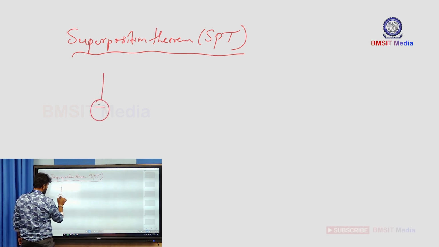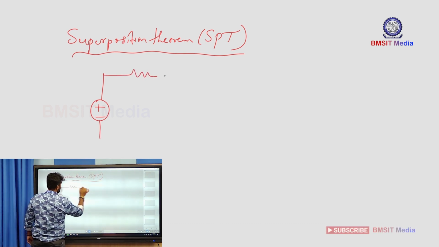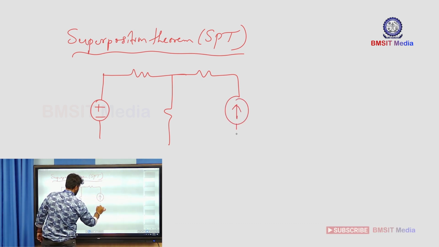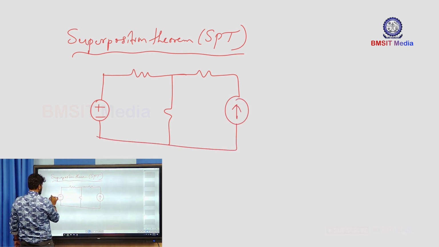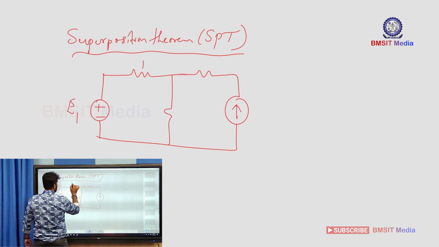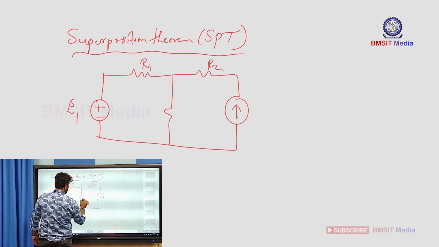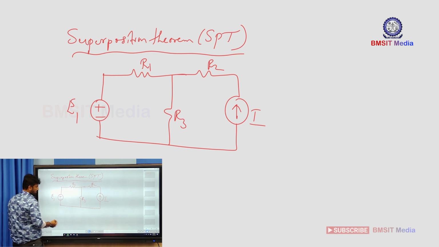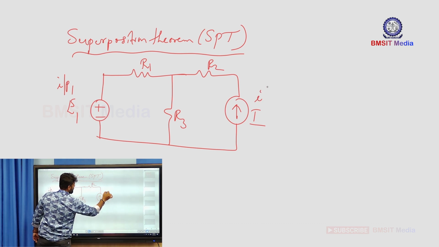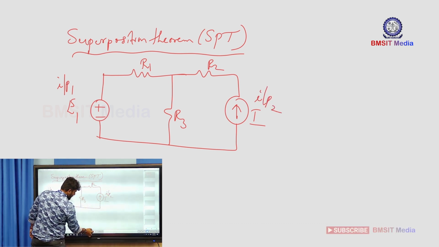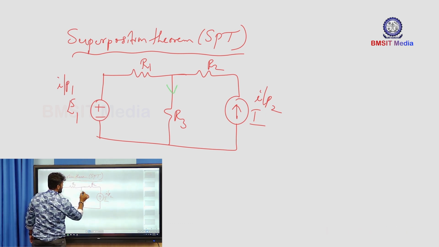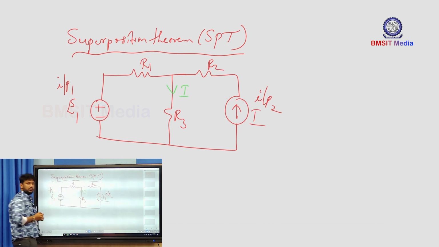more than one source, say for example, I'll just consider a network here. Look at here, the network consisting of more than one source, say E1, and this is the resistance R1, resistances R2 and R3, and the current source I here. So in this network, there are two excitations, that's input 1 and input 2, and I'll consider the response in the circuit is, say, the current flowing through resistor R3.